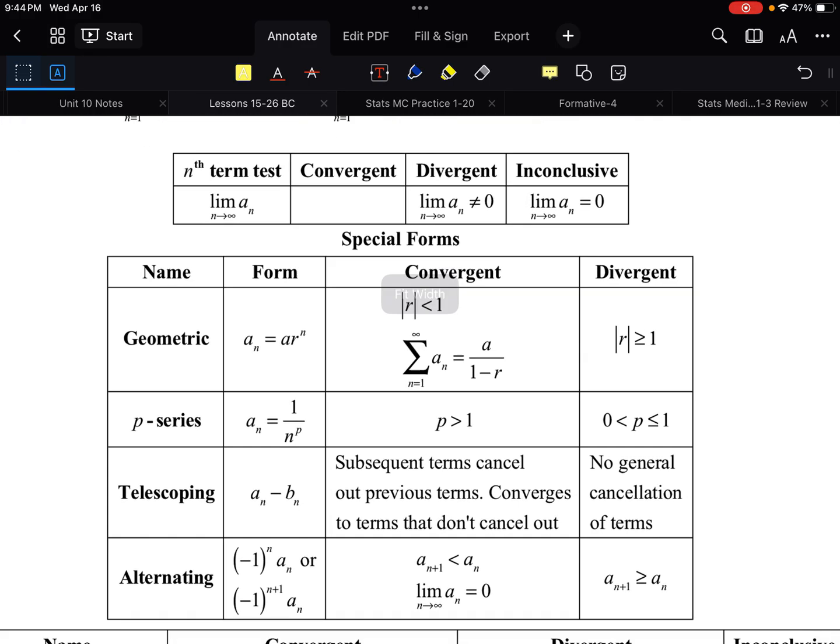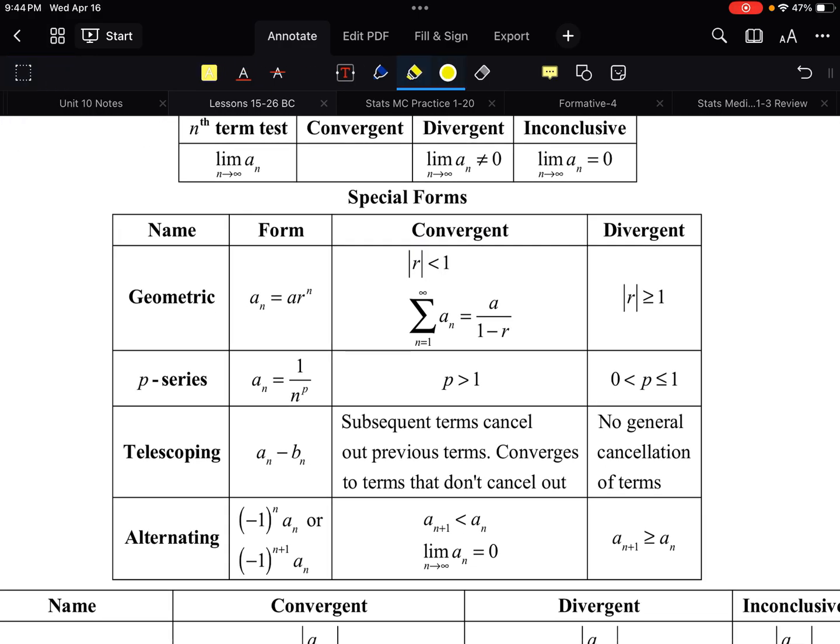So how can I tell? Well, one of the most common that you will use is geometric. When you're multiplying by the same number over and over, if the absolute value of the number you're multiplying by is less than 1, then the series will be convergent. Because think about it, if you're multiplying by a number bigger than 1, what's happening to your numbers? They're getting bigger and bigger and bigger. You're adding bigger numbers onto other bigger numbers. That's just going to increase forever. So that would be a divergent series.